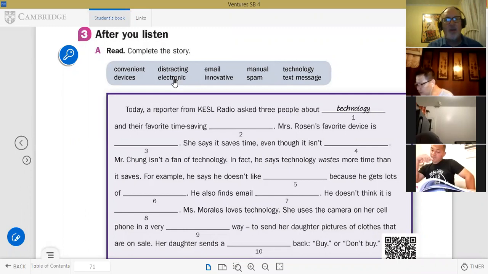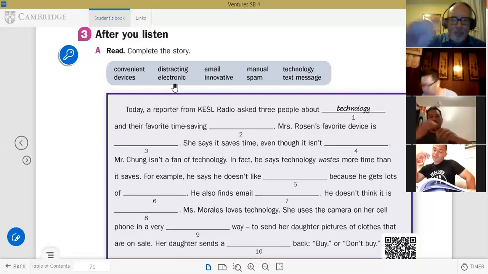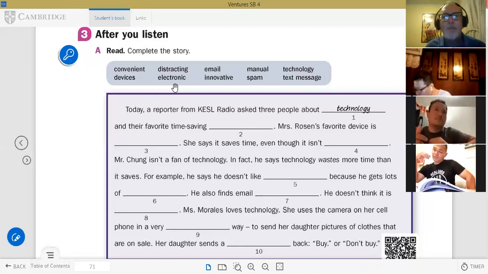So for example, in the old days, you had a manual radio, where you had to turn the button so you find the right station. Remember the old radios where you had to turn the button until the little arrow went to the right spot in the old car radio? But now most car radios are electronic. You don't have to turn a knob to get to the right station. It goes automatically to the right station. It's an electronic radio.